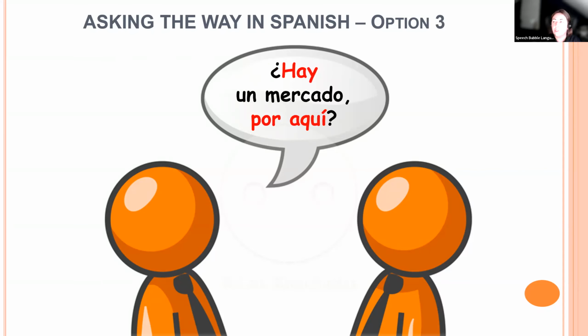Another option which we've looked at is hay un mercado por aquí. Is there a market here? You could say that about any of the other things you were looking for. Hay un teatro por aquí. Hay un cine por aquí. So is there a theatre here? Is there a cinema here? Or you could say the name of the place, ¿dónde está el cine? But do we know if there is a cinema? By asking hay un cine, we're asking, is there one? But if we know there's one, we could say ¿dónde está? If we don't know, we would ask, is there a cinema or is there a theatre?